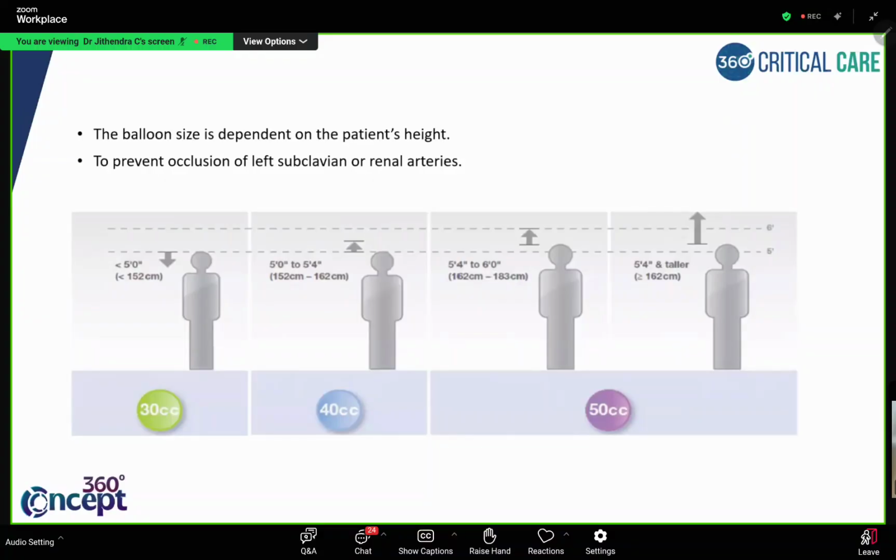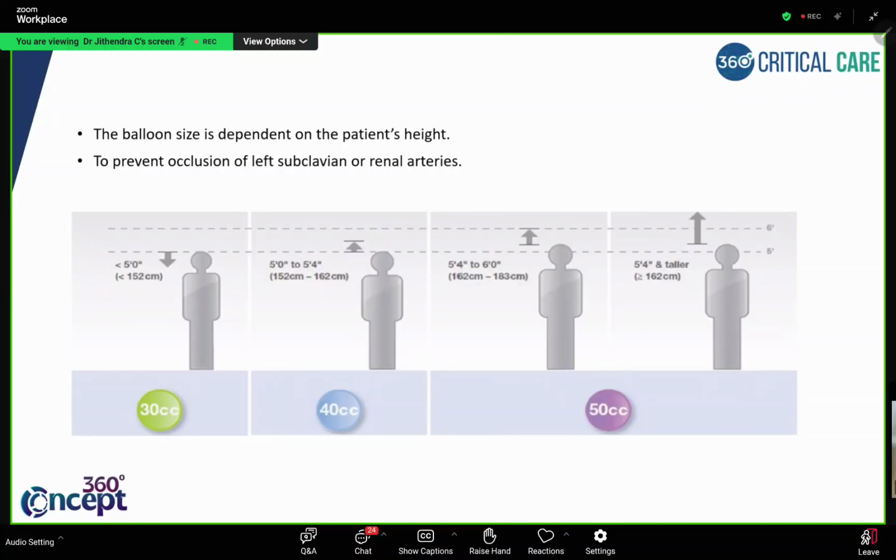Sometimes in the CCS part, somebody says this patient is in cardiogenic shock or heart failure, may require a circulatory support device. If you're commenting on IABP, then they may ask you, how do you decide on the IABP balloon size? The balloon size depends upon the patient's height. Okay, keep it in mind, not the weight of the patient, it's the height of the patient. If the patient's height is less than 152 centimeters, you use a 30 cc balloon. If it is 152 to 162 centimeters, it's a 40 cc balloon. If it is 162 to 183 centimeters or anything beyond 162 centimeters, it is a 50 cc balloon.